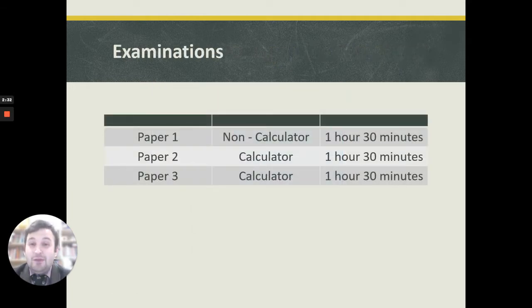So the examinations, whether a student is sitting higher or foundation, this process is exactly the same. It's 100% examination. They are sat at the same time as one another. Paper 1 is an hour and a half, non-calculator, and paper 2 and 3 are both an hour and a half as well, and calculator papers. They are all equally weighted out of 80, giving a student a score out of 240 at the end of the papers.